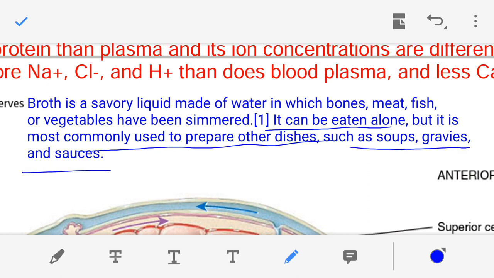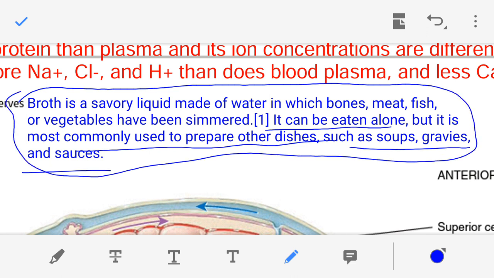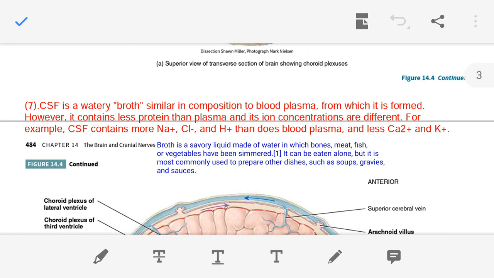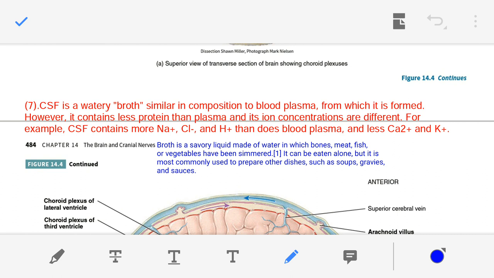but this broth is commonly used to prepare other dishes such as soups, gravies, and sauces. But here this is not the same broth we are discussing. This is the dictionary meaning of broth, but here we can understand that CSF broth means it is nourishing the nerve cells of the brain and spinal cord. That's why they have used the term broth.